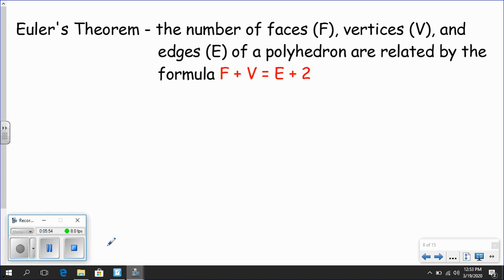Euler's theorem: the number of faces F, vertices V, and edges E of a polyhedron are related by the formula F + V = E + 2. So we are going to start using that equation in the next couple problems.